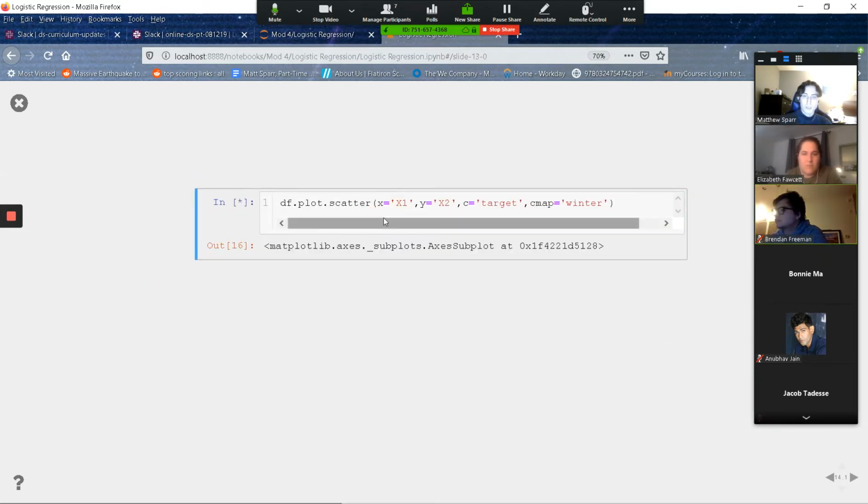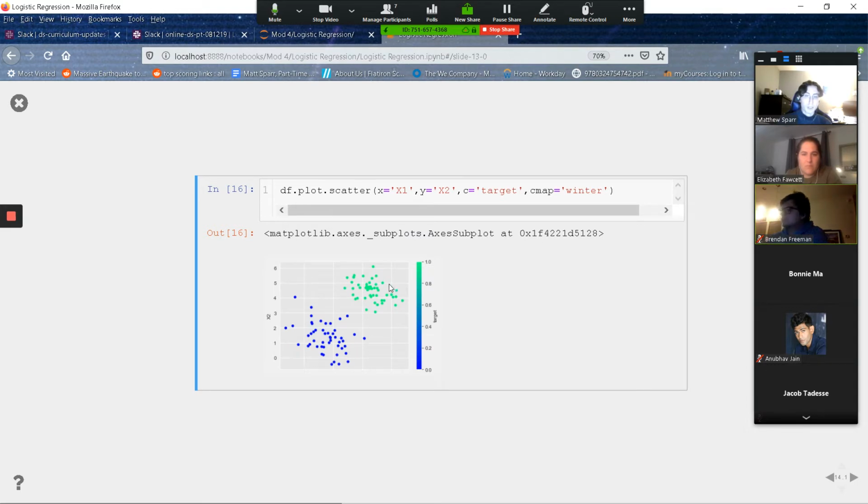And we can plot this. And I color coded it. So group 1 is in blue, group 2 is in green. So you can see we clearly have two separate groups. They're in different areas of the plot. And on this plot, x1 is the x-axis, x2 is on the y.